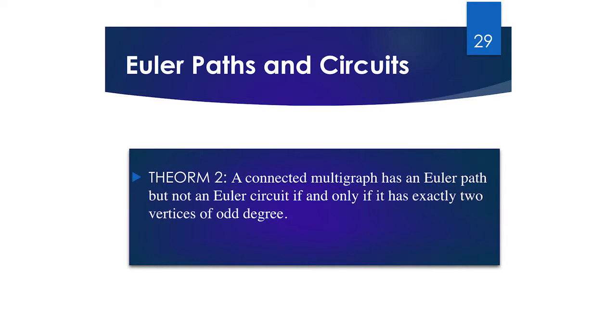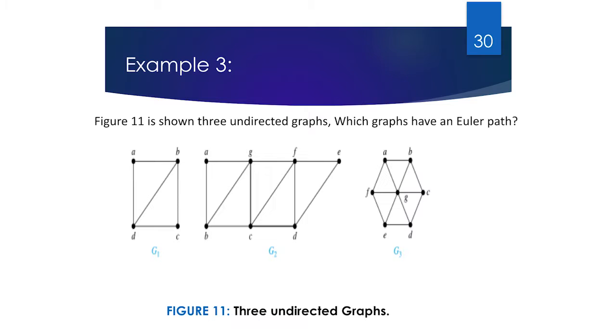So what is Theorem 2 telling us? That a connected multigraph has an Euler path but not an Euler circuit if and only if it has exactly two vertices of odd degree. Let us take an example to understand this theorem. Figure 11 is showing three undirected graphs. Which graphs have an Euler path?